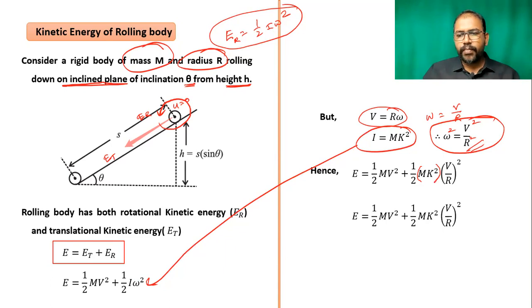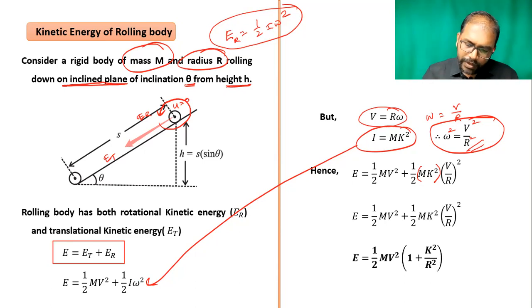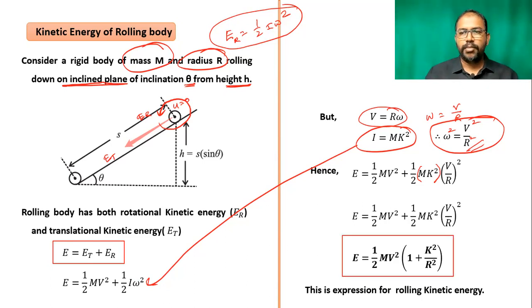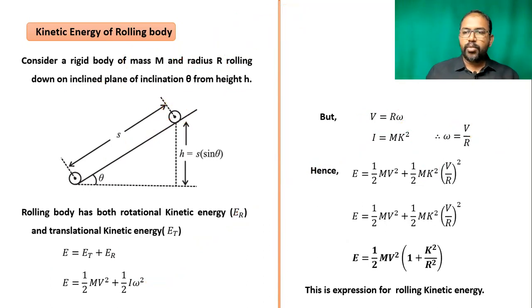Now after that, we can take common. What is common in this? Half is common, m is common, v square is common in every term. Half mv square we have taken common. So as I take half mv square common, in the bracket I get 1 plus k square by r square. And this is the expression for rolling kinetic energy. You remember this, rolling kinetic energy and rotating kinetic energy is different. This question is already asked in the board exam, so very important.